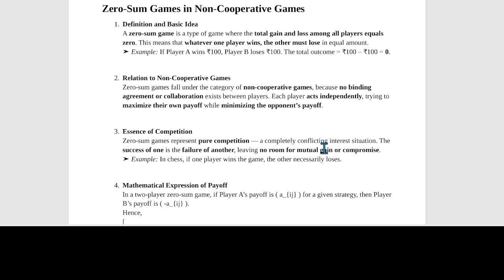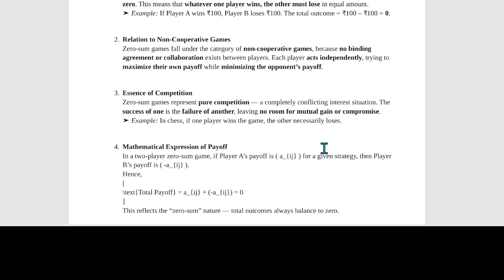Like it says here, the relation to non-cooperative games is that zero-sum games fall under the category of non-cooperative games because no binding agreement or collaboration exists between the players. Each player acts independently, trying to maximize their own profit, right? Maximize. मुझे ज़्यादा मिलना चाहिए and minimize the opponent's payoff, that is तुम्हें कम मिलना चाहिए. Okay, now this is about pure competition. Okay, essence of competition. This is purely about competition.